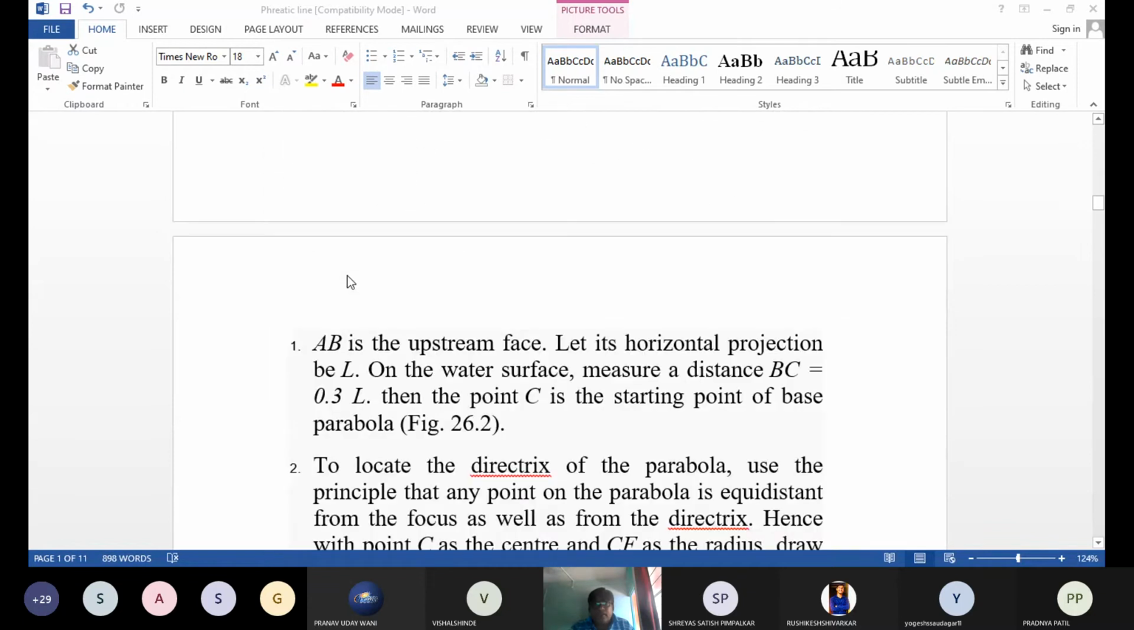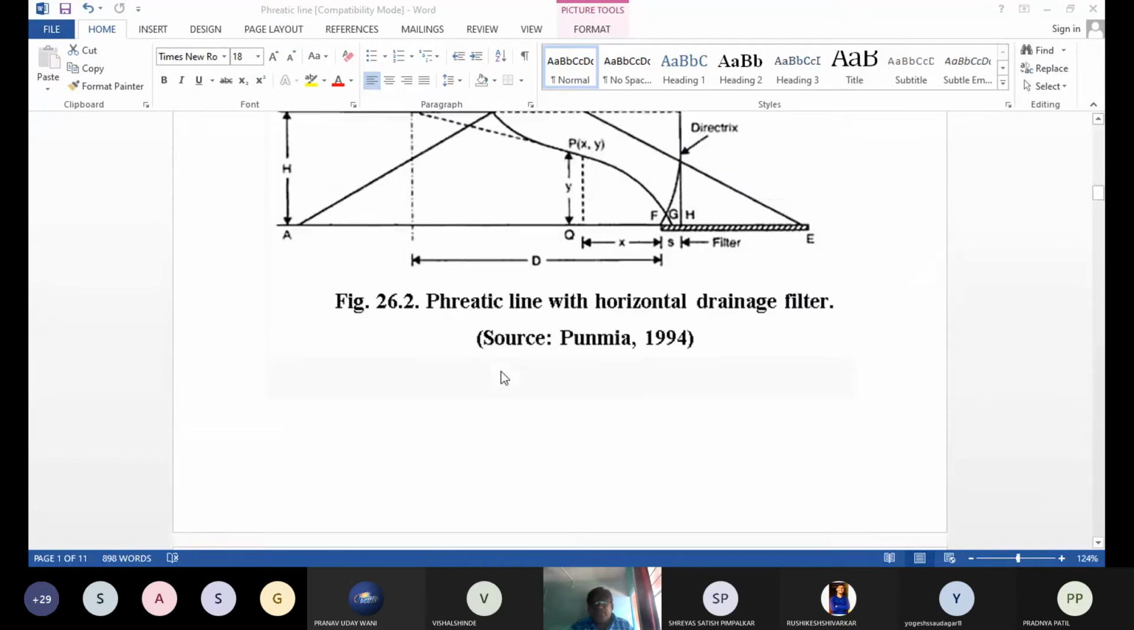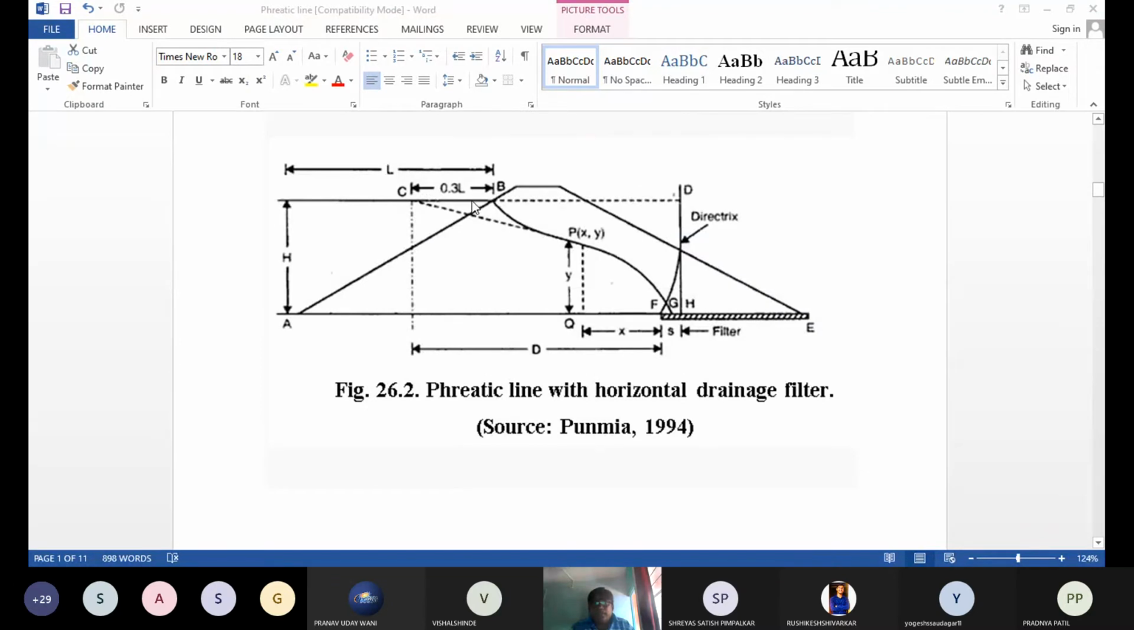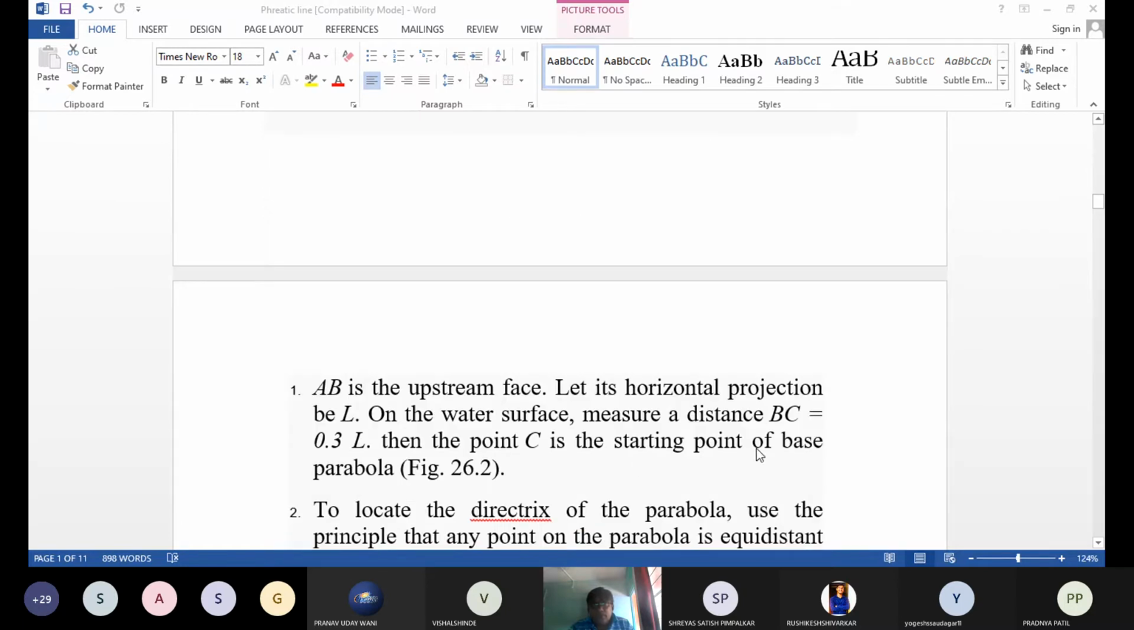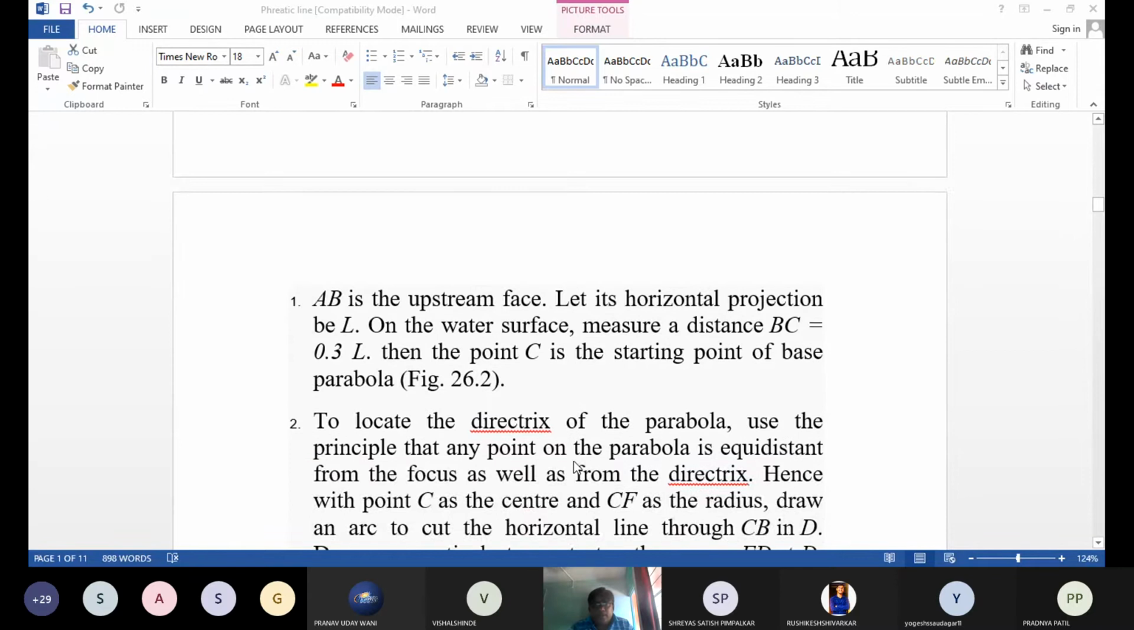Therefore, you have to draw this. The first step: AB is the upstream face. Let its horizontal projection be L. On the water surface, measure a distance BC. As usual, for correcting this phreatic line, you take a distance of 0.3 times L. L is the distance from the point N to B, equal to L, and you mark a point C at a distance of 0.3 L from this upstream face. Now measure BC; point C is the starting point of the base parabola.